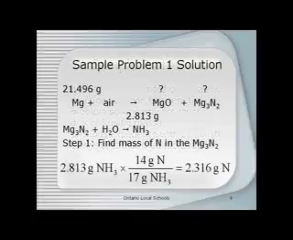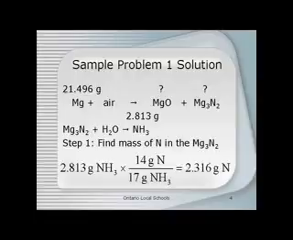Although we do not have balanced reaction equations to work with, I'm going to set up my data table with what I know. So I'm going to make up some skeletal type of reaction equations. You can see the first one, I have magnesium plus air, and I note that I have 21.496 grams of magnesium, forming magnesium oxide and magnesium nitride. My second step, I know that I get ammonia from the magnesium nitride added to water, and so that's that equation. I know that I end up with 2.813 grams of the ammonia.